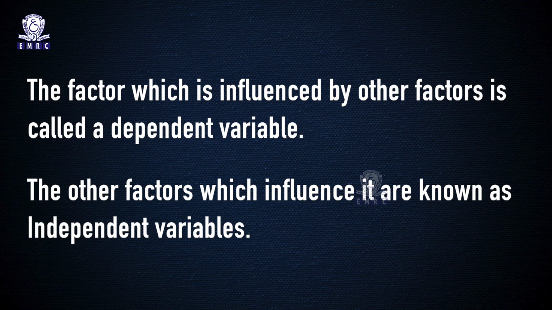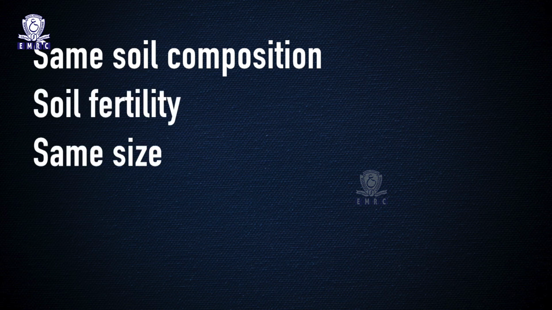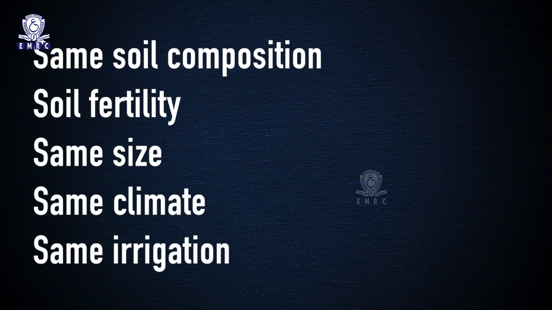known as independent variables. Two identical groups are selected, and these should be identical in terms of the characteristics of the phenomenon under study. For instance, in a farm productivity experiment, two plots of farmland with the same soil composition, soil fertility, same size, same climate and same irrigation facility should be selected for study.